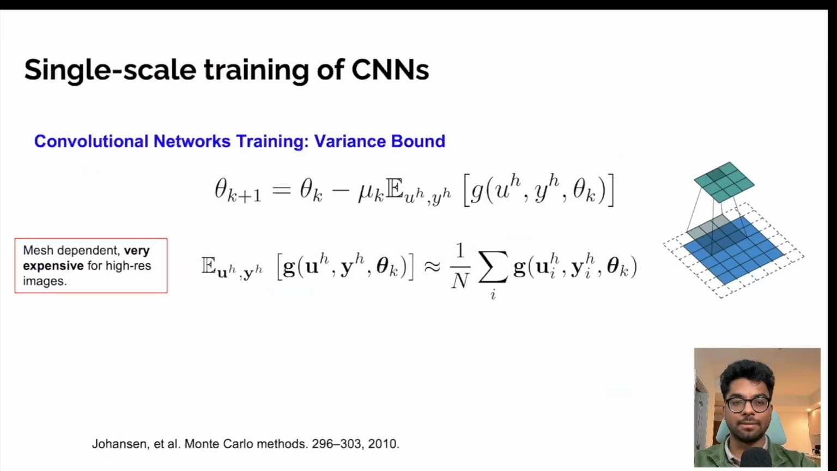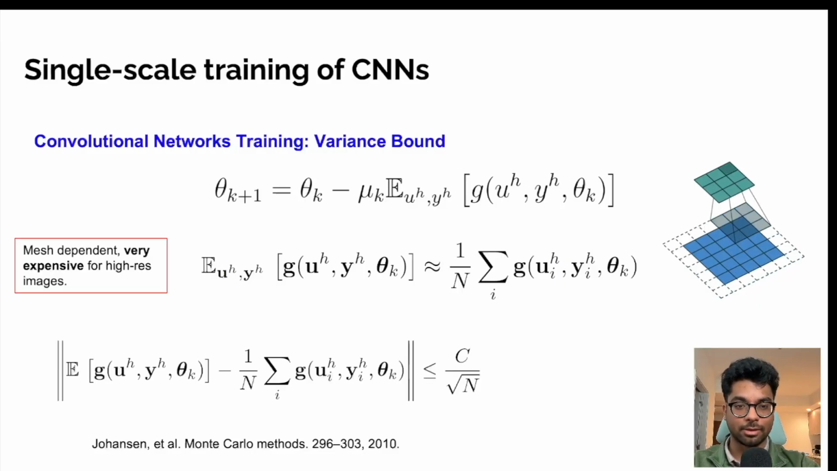As mentioned in the previous slide, to compute the expected value of the gradients, we approximate the expectation using Monte Carlo sampling. The upper bound of the error for this estimator scales as 1 over square root of n. The dominant cost in CNN training on high resolution data is not model size, it is spatial resolution of the images. Evaluating the gradient at fine resolution is extremely expensive.